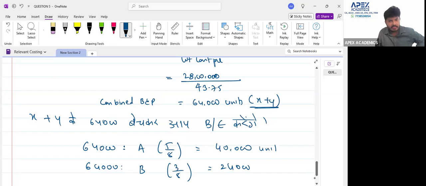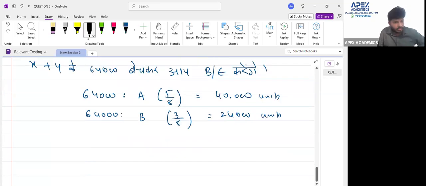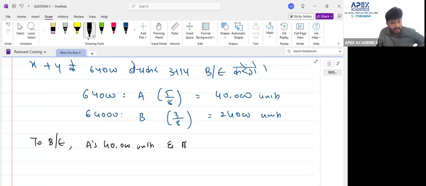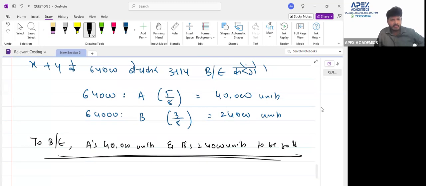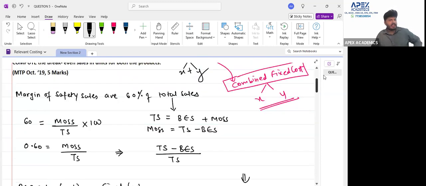Agreed or disagreed? Please tell me that. Therefore, can I say the following statement? To break even, A's 40,000 units and B's 24,000 units are to be sold. Question is over. It's a 5-mark question and that's all that it needs.